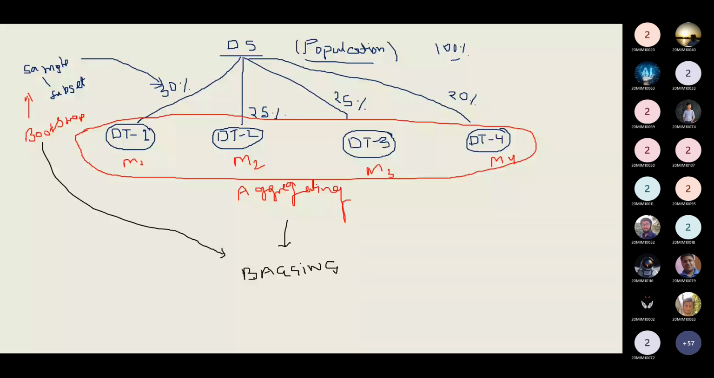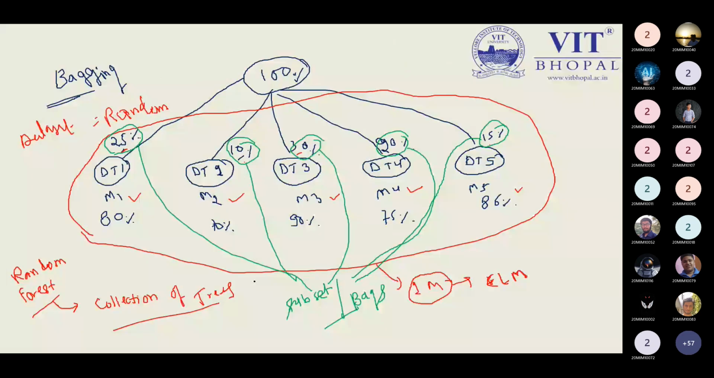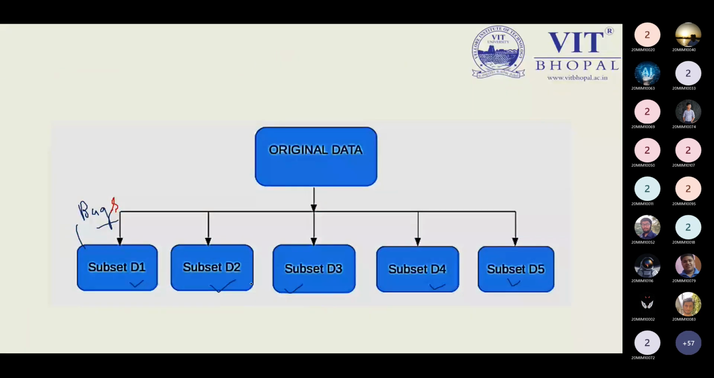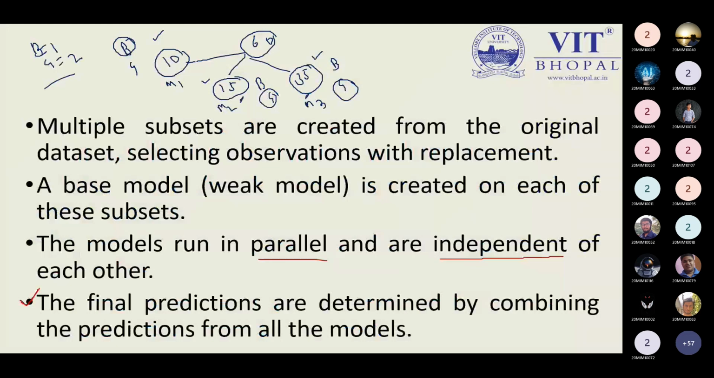I have taken this example. This is the original data. The original data is divided into the subsets D1, D2, D3, which are also known as bags. This is known as generating the bags. Multiple subsets are created from the original data set, selecting the observations with replacement. A base model is created on each of the subsets. The models run in parallel and independent of each other.